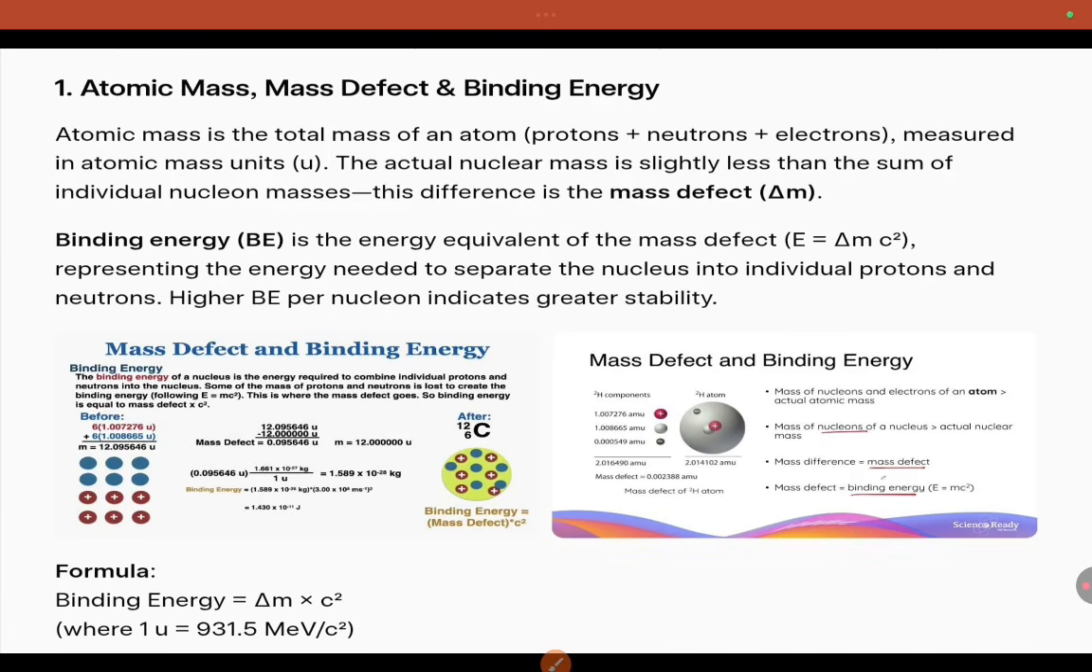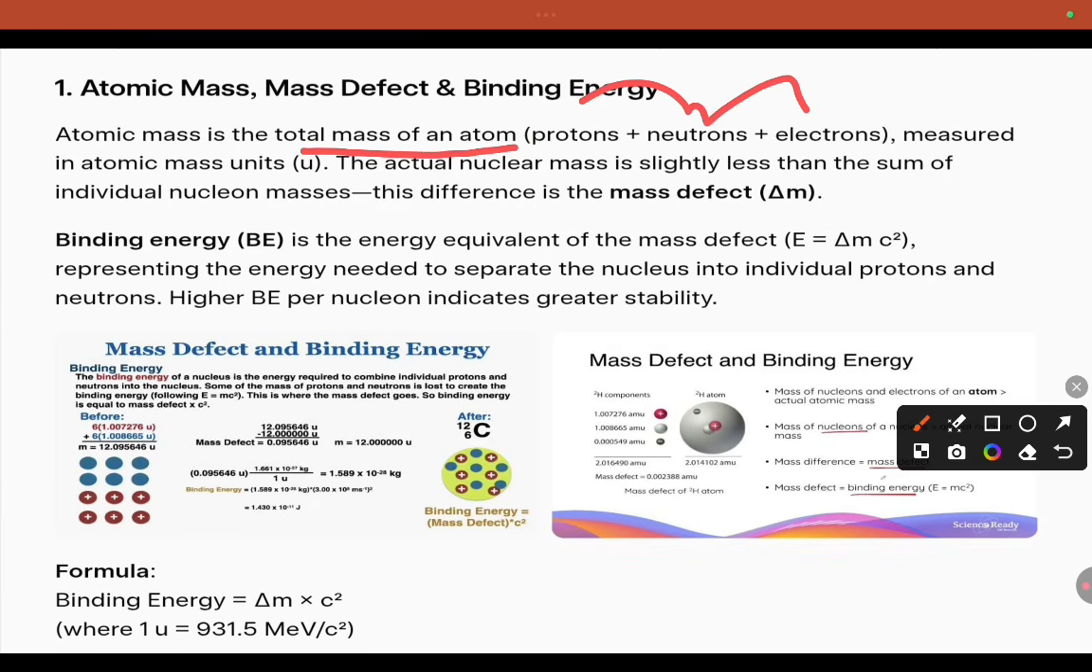So here, what is atomic mass? Atomic mass is the total mass of an atom. An atom is nothing but the smallest particle, which is indivisible according to Mr. Dalton. Total mass, that is proton, neutron and electron: positive charged particle, negative charged particle, neutral particle. So the total mass of an atom, that is the sum of proton, neutron and electron, is known as atomic mass, measured in atomic mass unit, AMU.